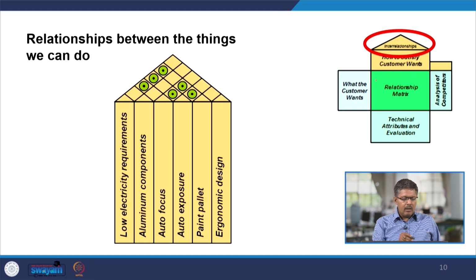Okay. Now, the relationships between the things we can do. These were the 6 technical requirements. What kind of relationship exists between them? It could be positively related or negatively related. So, here maybe we have marked certain relationships. Now, why are these relationships important?